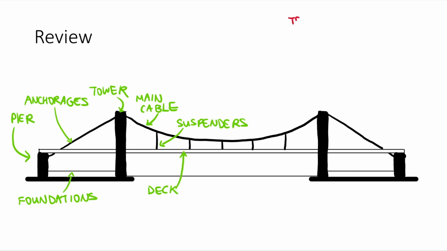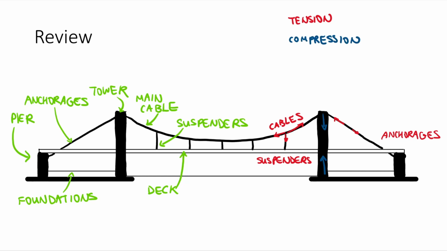Now what undergoes tension in a suspension bridge would be our cables and suspenders, as they need to maintain tension in order to hold up the deck, as well as our anchorages that need to remain in tension to maintain the main cable. And for compression, both our towers and foundations need to resist the tension forces from the cables and suspenders.